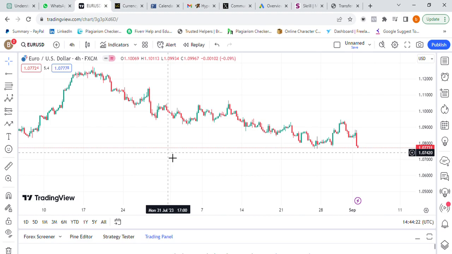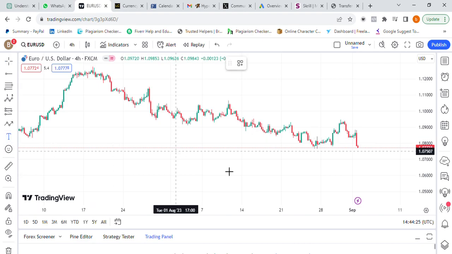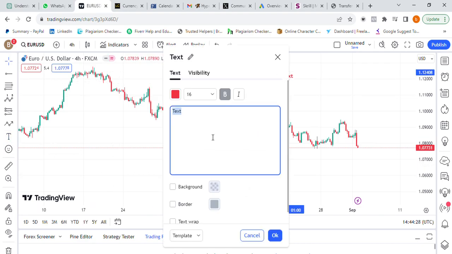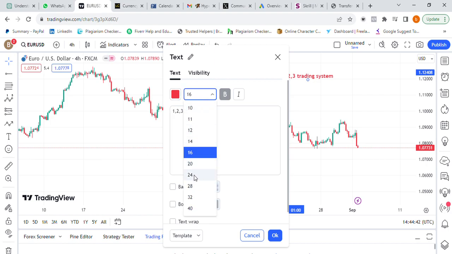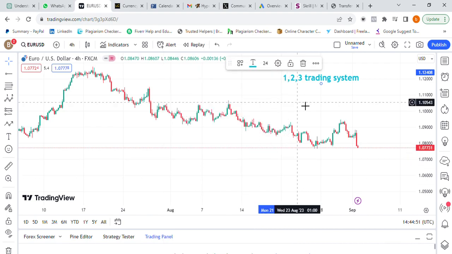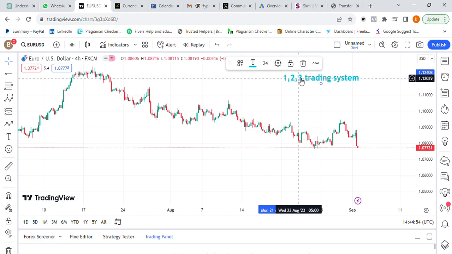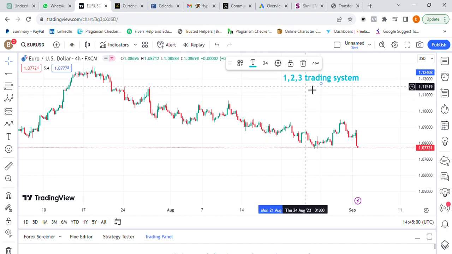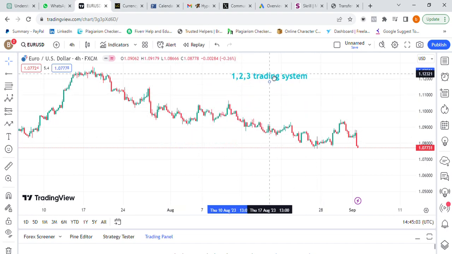Now, this strategy is simply called the 1-2-3 system. Let me just write it down. 1-2-3 trading system. Let me make it a little bit bolder, bigger. Let's change the color to blue. Okay, that's the system. That's the name of the system we're using. This is what I'm using, the 1-2-3 trading system.